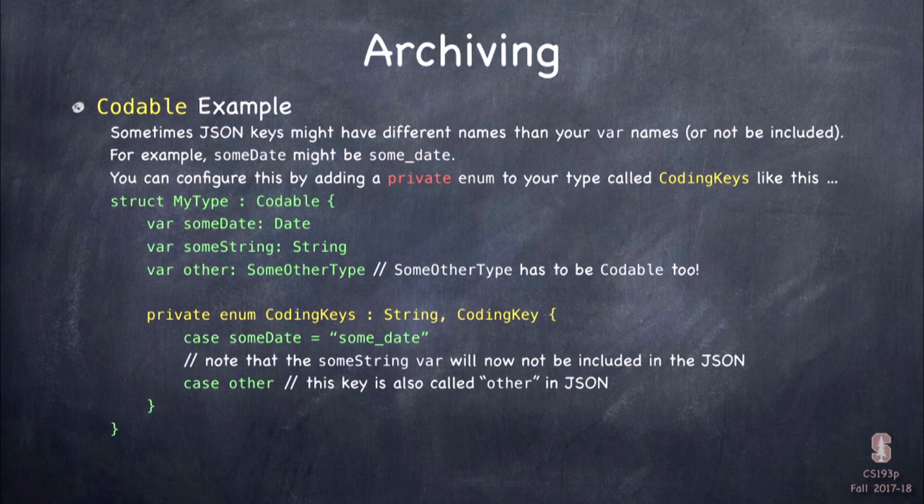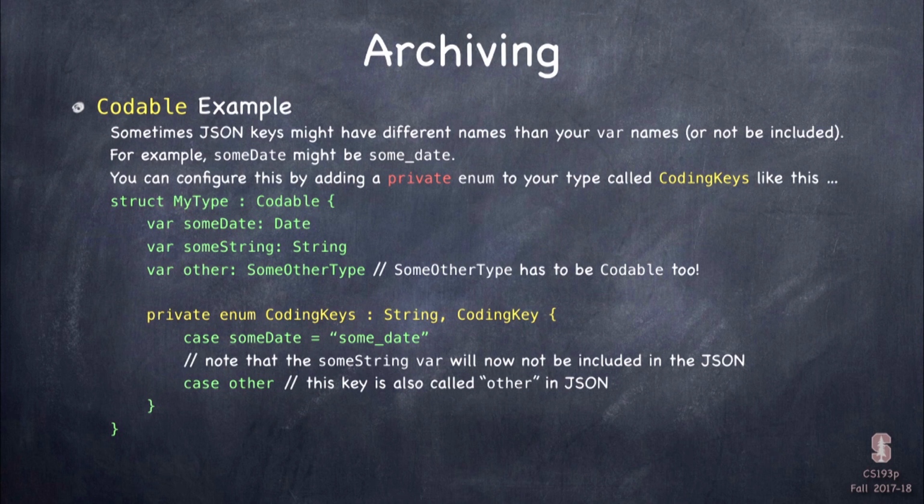And all it has is a case, it's an enum, right? It has a case for every var that we want encoded. So if we have a var we don't want encoded, just don't put that case there. And if you have a var that you do want encoded, but you want to change the key, just say equals the key you want. So here I've said case some date equals some underbar date. So now in the JSON, it's going to say some underbar date instead of some date.